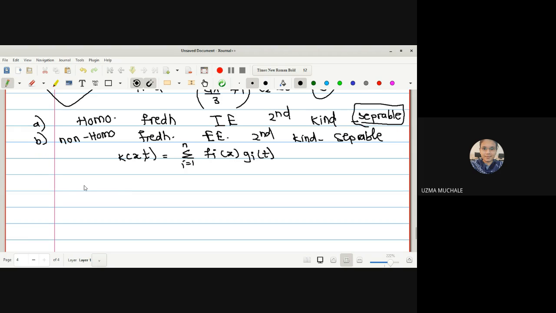Now as it is non-homogeneous, what will be the equation? As it is a second kind, g of x is 1, and it is non-homogeneous, so there will be some function f of x plus lambda integration, as it is Fredholm, upper and lower limits are constant, and k of x,t is nothing but your separable kernel. This is our equation 1, which is the given equation.